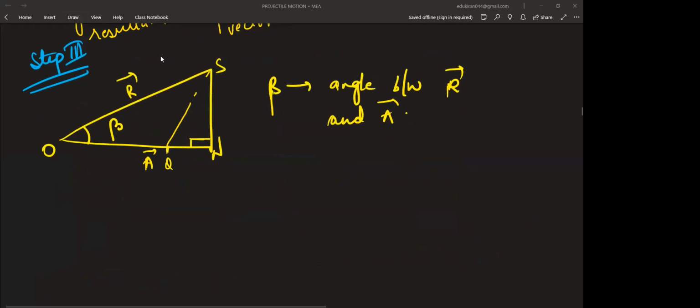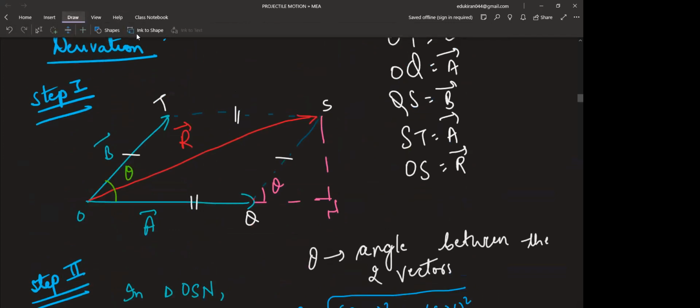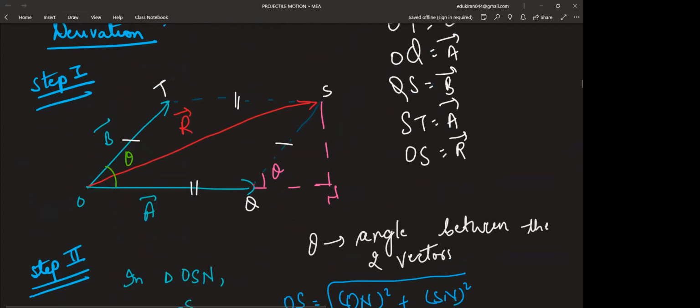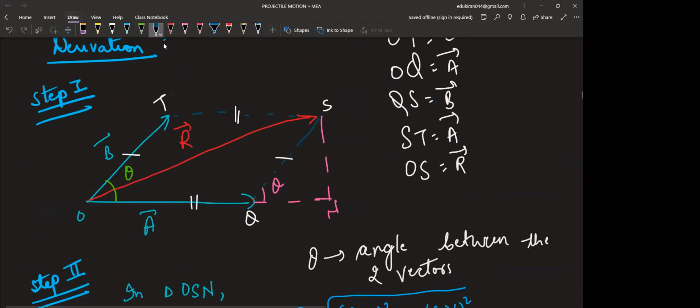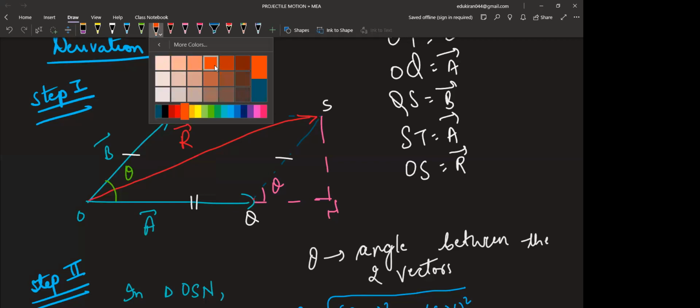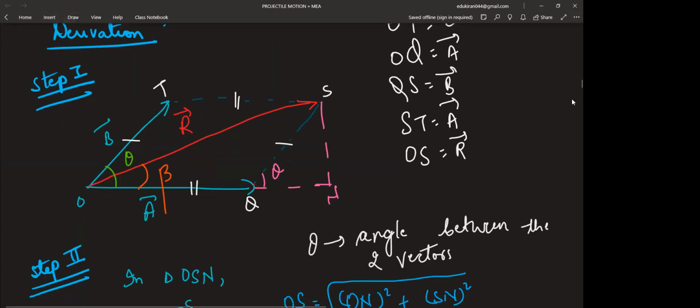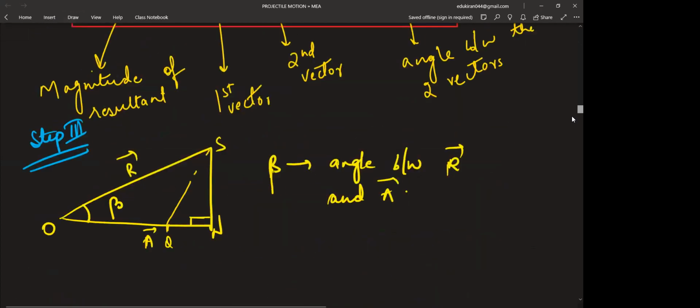See class, let's come to the direction part now. We will consider angle beta between the resultant and the vector A. So where is our resultant and where is the vector A? Look here class. This angle is our angle beta. Beta is the angle between the resultant and the vector A. So this is the beta that we'll be considering for the direction. Always you will have to mark it.